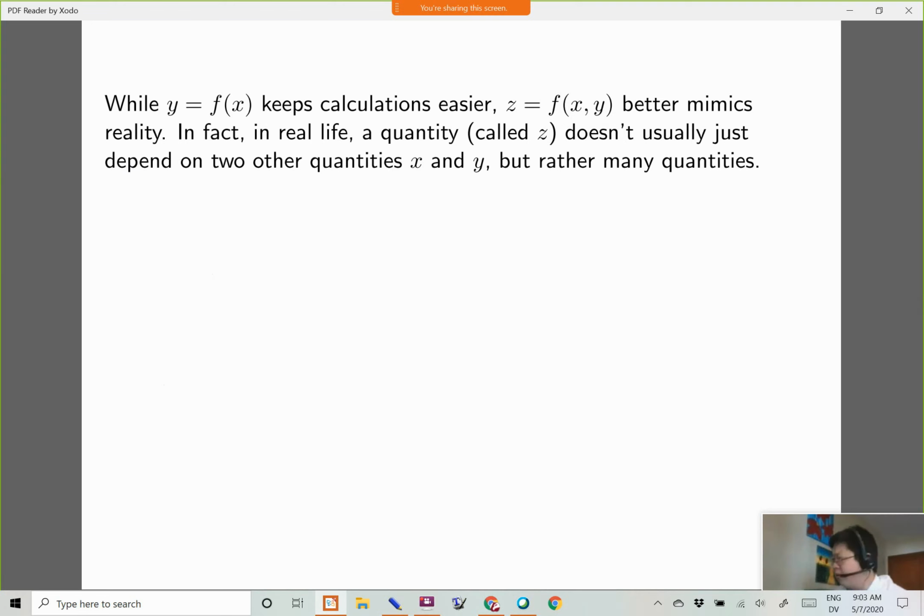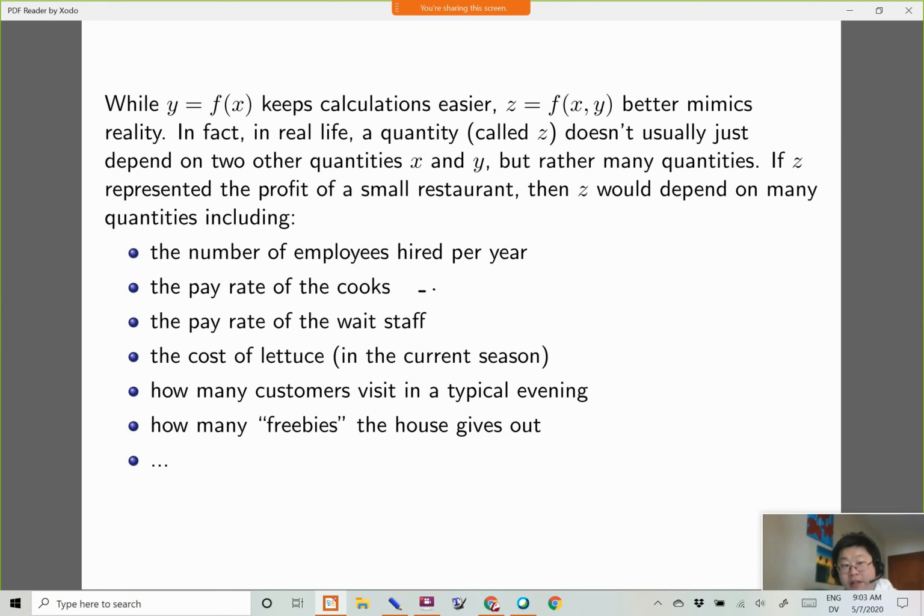What I mean, like in real life, you'd have a quantity called z, and it doesn't usually depend on just even 2 quantities. Even 2, it's more realistic, but it's still not even realistic. Most of the time, you'd have not just 2 quantities, but z would rely on many quantities. So here's, in a sense, a small example. Let's just say you have a small restaurant, right? Just a tiny little restaurant.